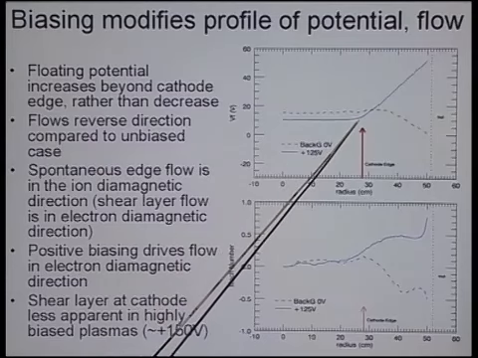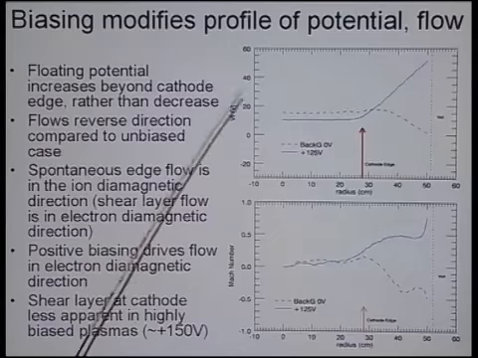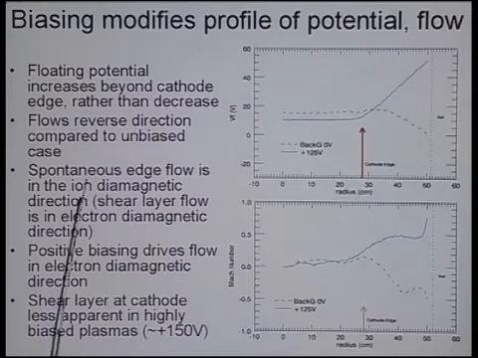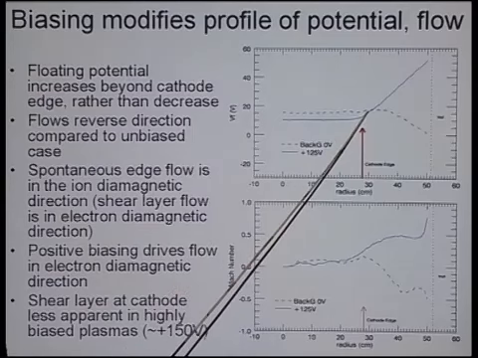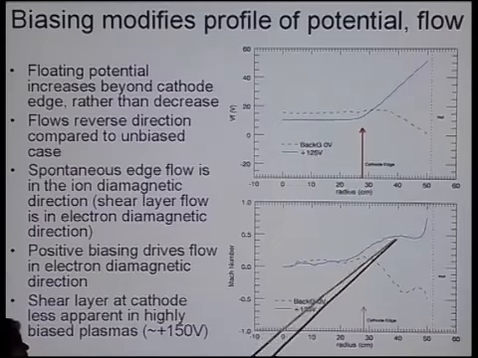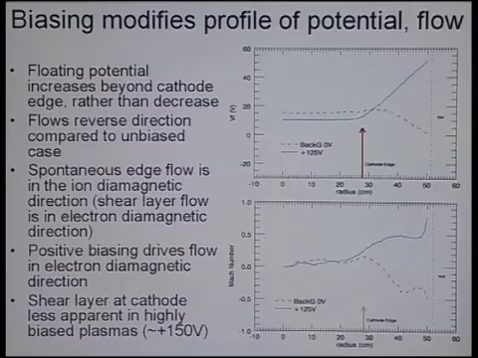Also notice that the influence of the electric field from biasing doesn't really affect the cathode edge region. The only thing it does is tend to drop the plasma potential a little bit. Why it does that, I'm not really sure. So really the only effect on the flows that we can see from biasing is beyond the cathode edge region. We really cannot affect what's going on within the cathode. And then you can see here, as you would expect, the flows reverse. Biasing positively tends to drive all the flows in the electron diamagnetic direction.